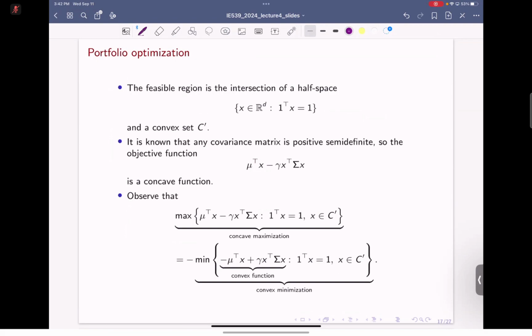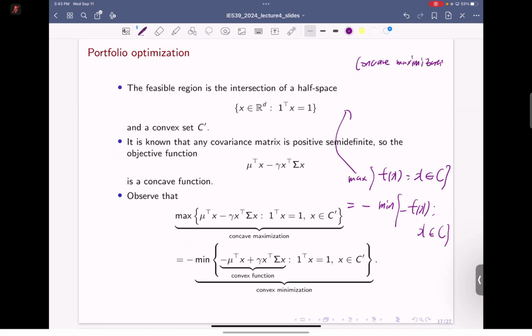In general, max of f of x, where x belongs to some set C, is equal to minus min of minus f of x, with the same constraints. So what this says is that concave maximization is equivalent to convex minimization.